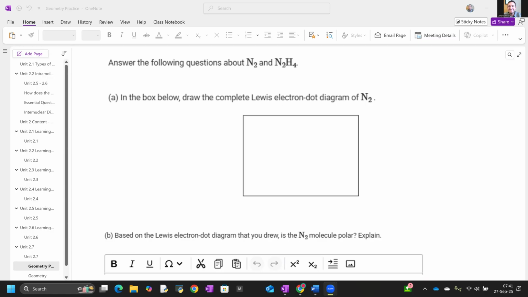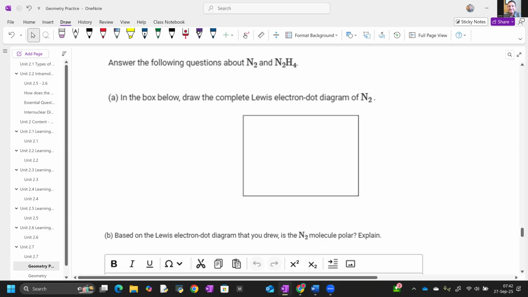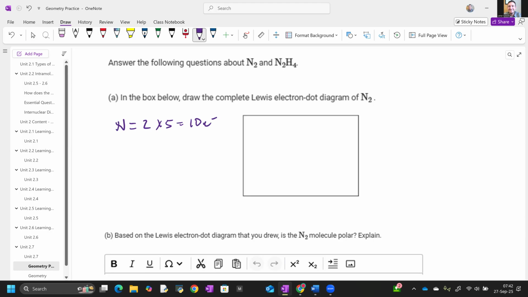In the box below, we're supposed to draw the Lewis dot structure for N2. We always remember that when we are doing these things, we should do an electron count. So we know we have nitrogen, and there's two of those. Nitrogen has 5 valence electrons, so our picture should have 10 electrons. So we show nitrogen single bonded to nitrogen, and we add our electrons: 2, 4, 6, 8, 10.